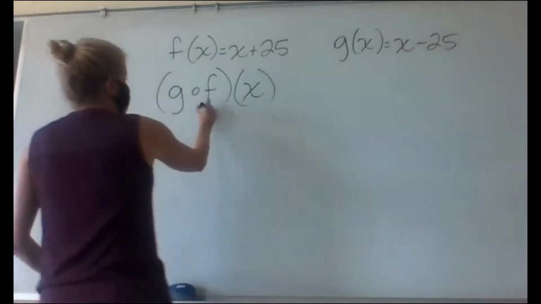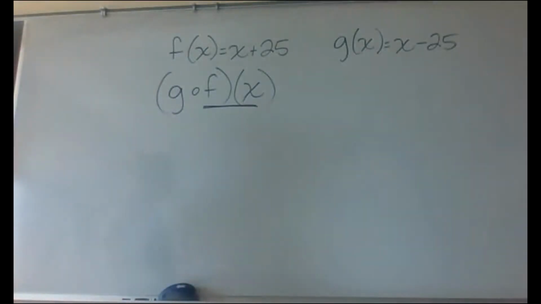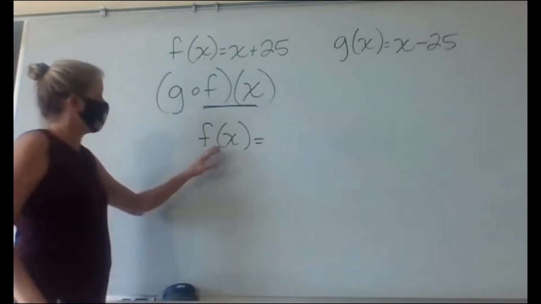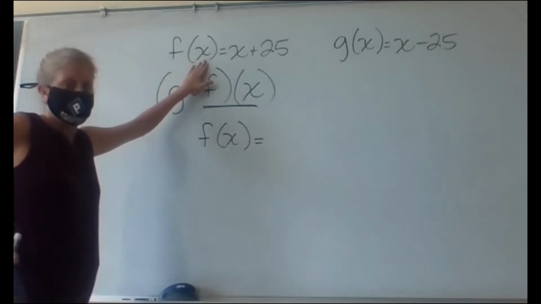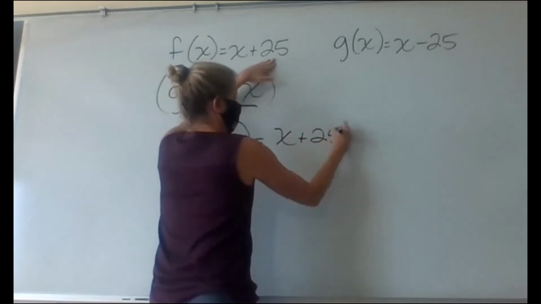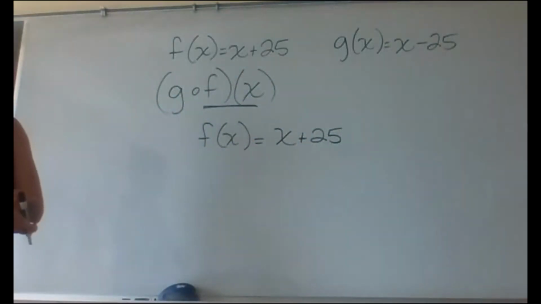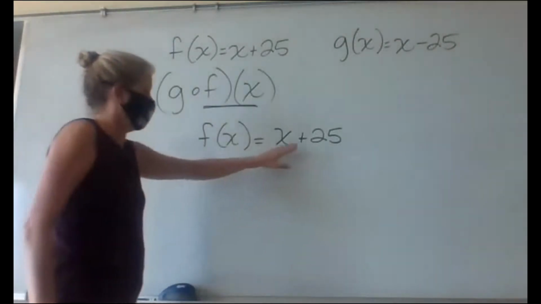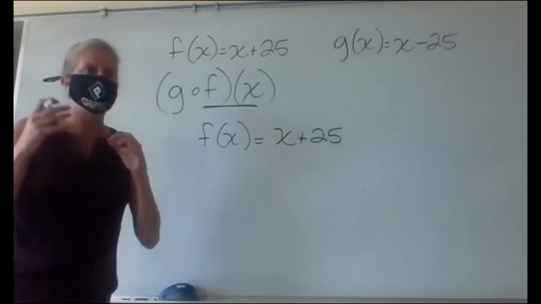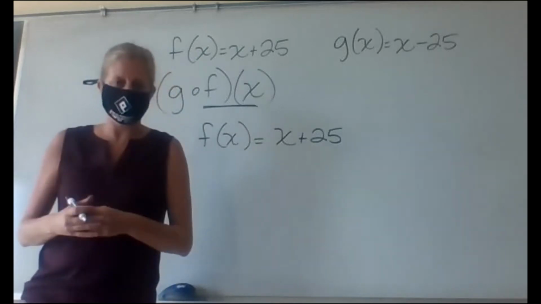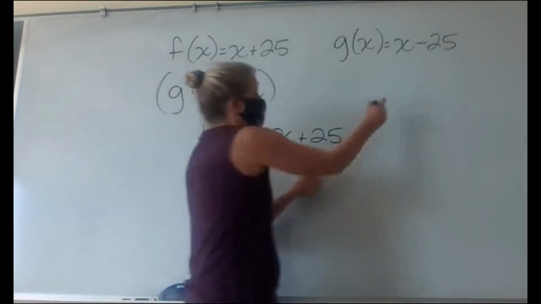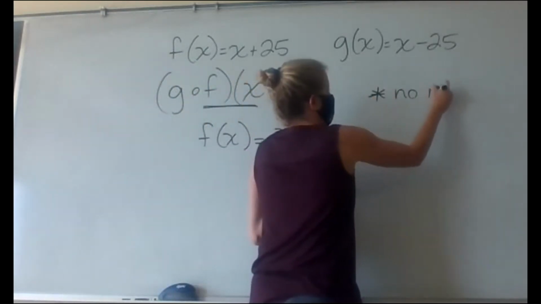So find the inside first. Remember, you're always finding the inside of the composition first. So I'm finding f of x. Well, the problem as it's written tells me exactly what f of x is. f of x is x plus 25. So I'm done with that part. Remember, at this point in finding the composition, you stop yourself and say, okay, are there any restrictions yet? Which means, is there a denominator with an x in it right here? No. So as of right now, there are still no restrictions.